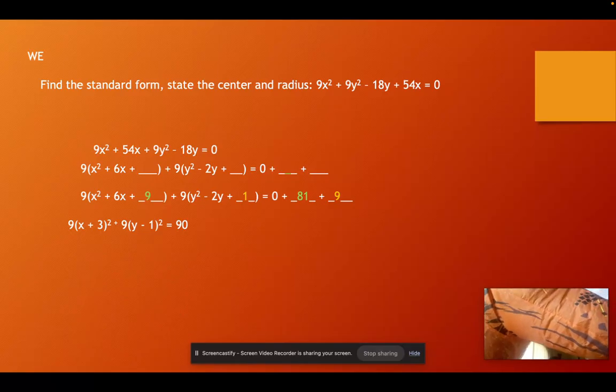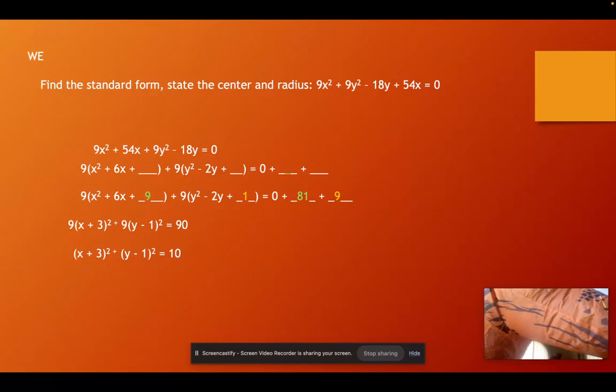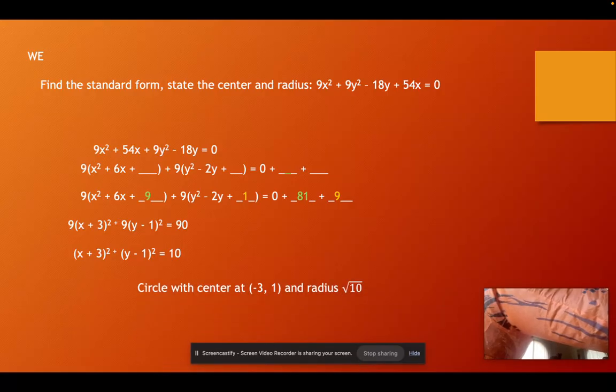Then we factor our x's and our y's, and then we're going to want to clear those 9's that are out in front of our parentheses. So we'll just divide every term in the equation by 9, and we'll get to our equation. So we have a circle centered at negative 3, positive 1, with a radius of square root 10, which is approximately 3.3. Okay, and there you have it.